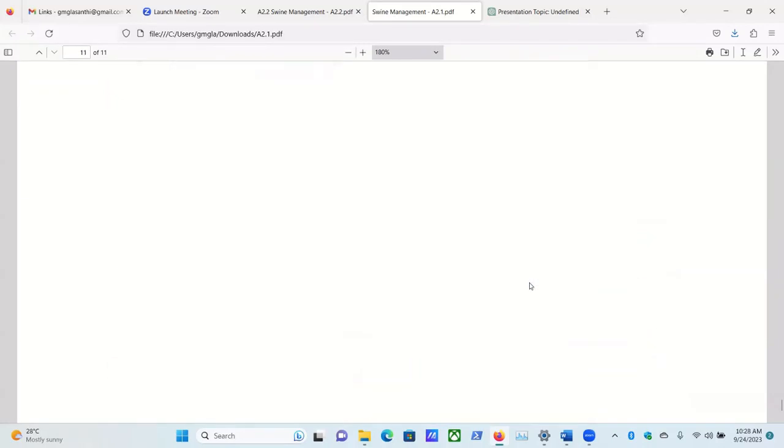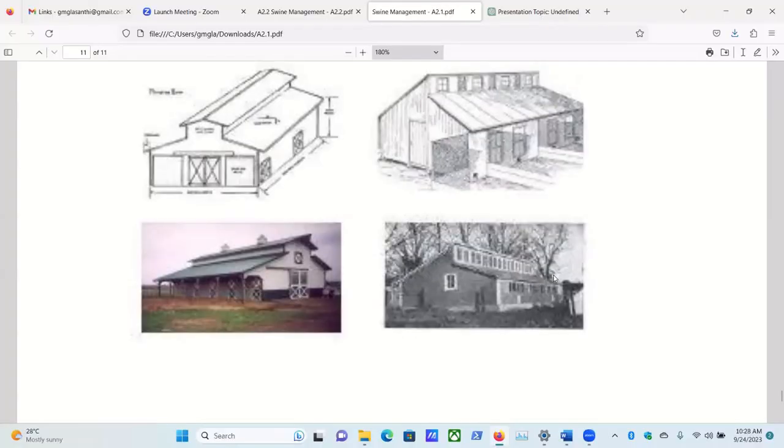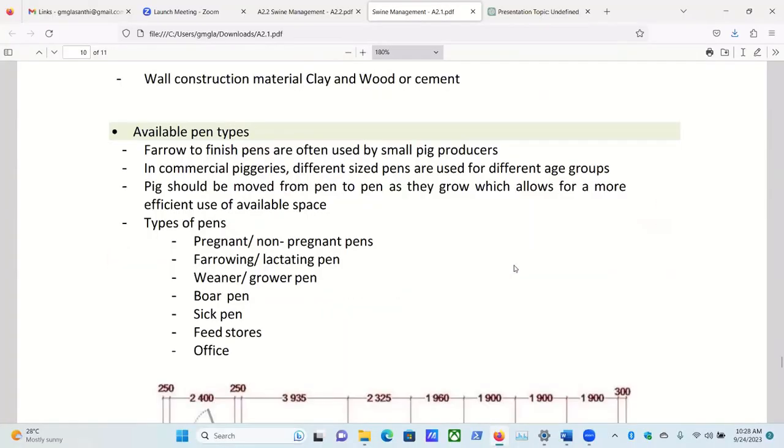So these are the things you should know regarding the housing system. So if you need any clarification, please ask.